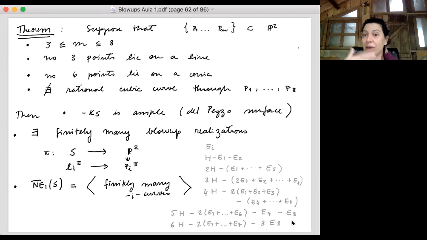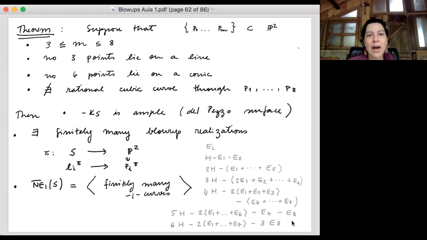So first of all, you have to show that you can construct each of these curves, and I will explain how to do this. And after you construct them, you can use the intersection form to compute their self-intersection, and then you see that these are -1 curves.